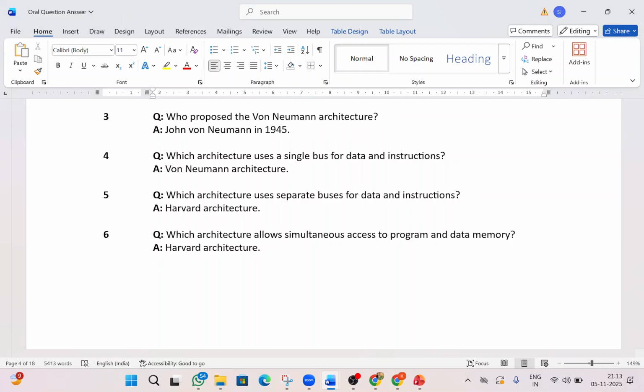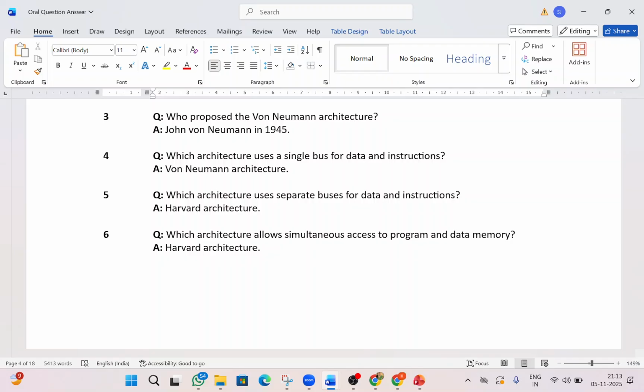Now, question number 6. Which architectures allow simultaneous access to the program and data memory? Harvard architecture, because Harvard architecture has separate memory for the data and separate memory for the program, so we can allow simultaneous access to the data and program.